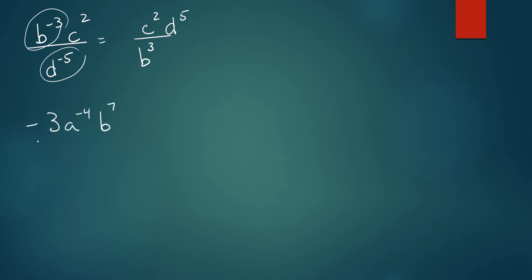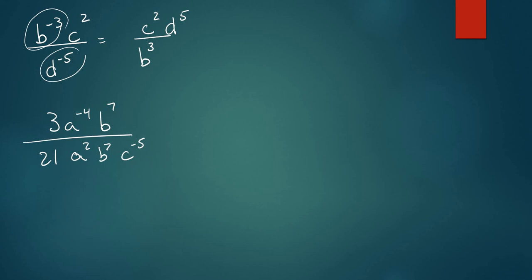Negative 3, a to the negative 4, b to the 7th over 21. Actually, I'm going to take this negative sign away. Over 21, a squared, b to the 7th, c to the negative 5th. See if you can simplify that on your own and come on back.